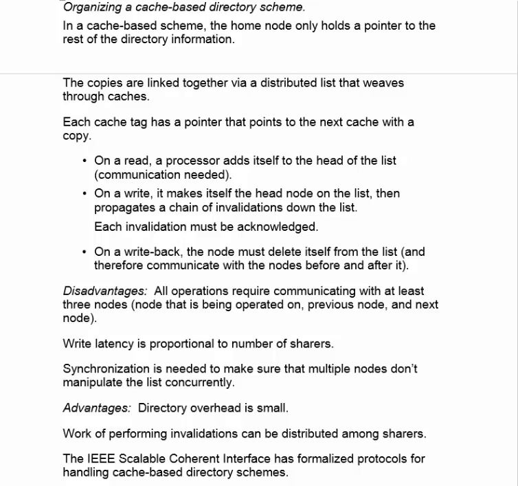The IEEE-SCI, or Scalable Coherent Interface, formalizes protocols for handling cache-based directory schemes, and we won't have time to get into them in this course because they're quite complicated. Basically, they're simple, but there are a lot of race conditions that need to be dealt with, and that means that there are a lot of special cases that need to be considered.